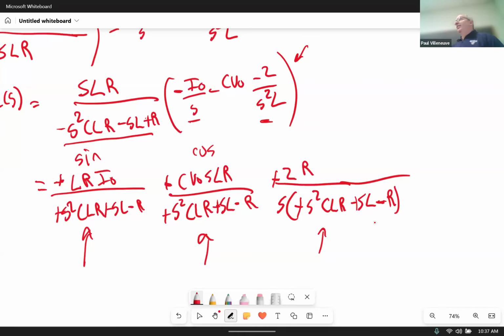Good example, not a good example. Tied in a lot of concepts, right? We didn't do partial fraction expansion because I'm not going to be so interested in doing a circuit this complicated and saying, give me VC of t. That'd be a lot of work.